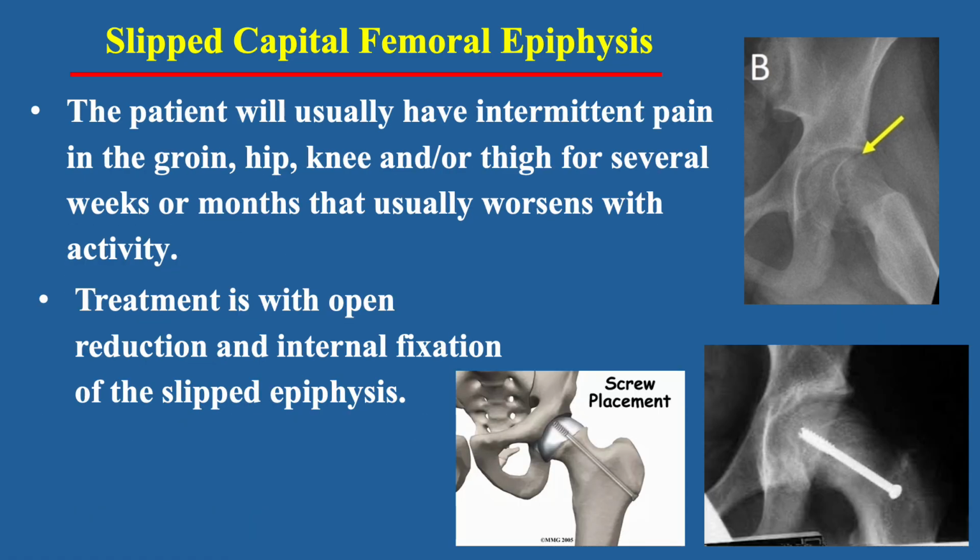The patient will usually have intermittent pain in the groin, hip, knee, and/or thigh for several weeks or months that usually worsens with activity. They may hold the affected side in a position of increased external rotation, resulting in an out-toed gait. Treatment is with open reduction and internal fixation of the slipped epiphysis.